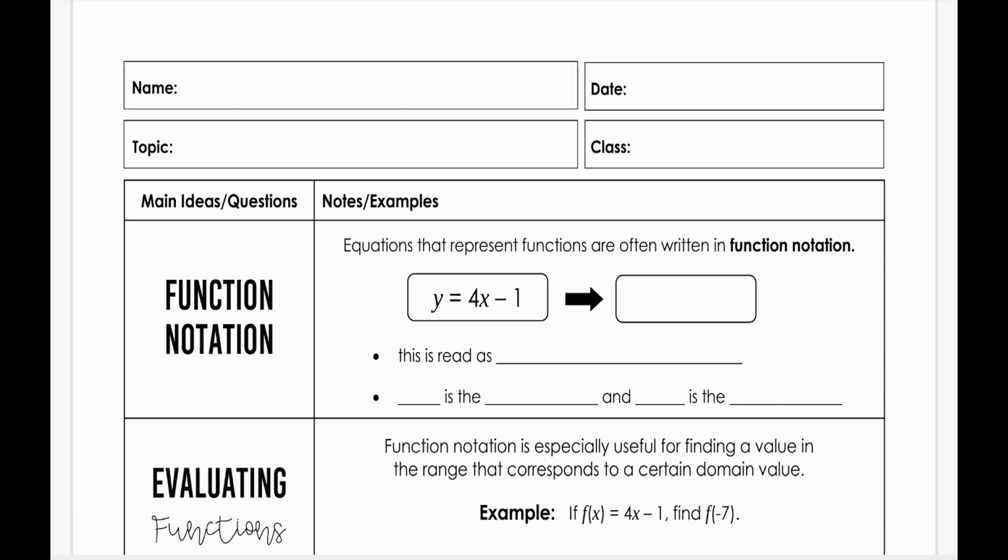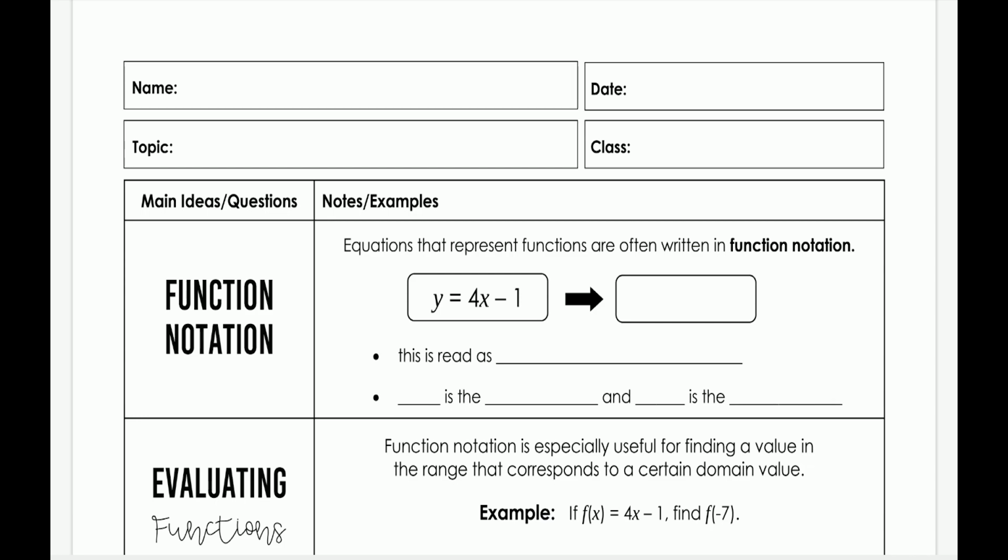So the point of function notation is basically that mathematicians are really lazy and we like to shorten things a little bit. Another reason is that whenever we deal with multiple functions, we're able to denote which function means what by function notation. So equations that represent functions are often written in function notation. That's just kind of what happens.